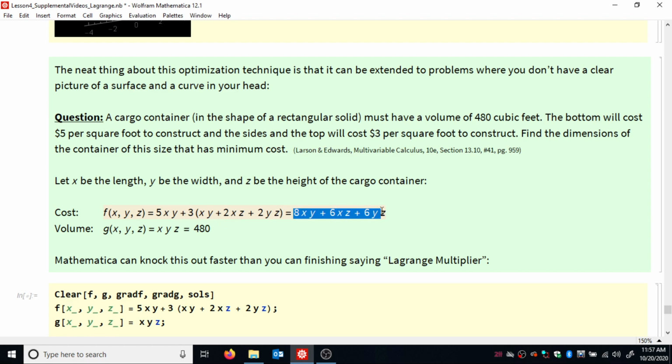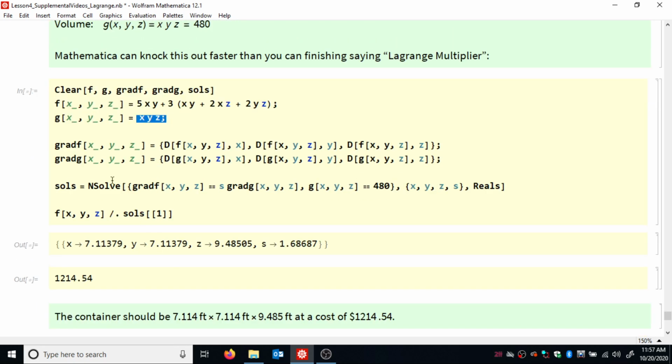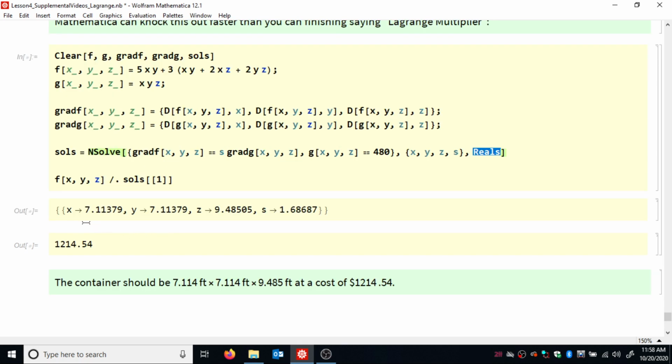Well, once we have our setup, Mathematica can solve this very, very quickly. So plug in your equations. Tell Mathematica what it's solving. It's just a system of equations here. The gradient of f is equal to a multiple of the gradient of g, plus our constraint curve is also part of our system. And then Mathematica is going to solve for 4 equations with 4 unknowns over the set of real numbers. And look what we get.